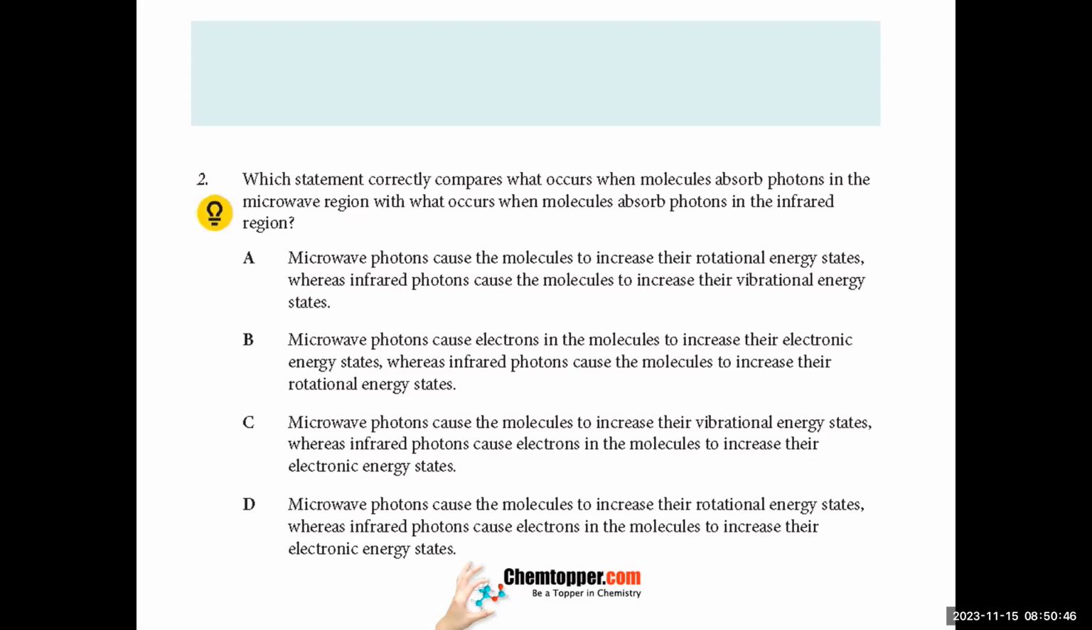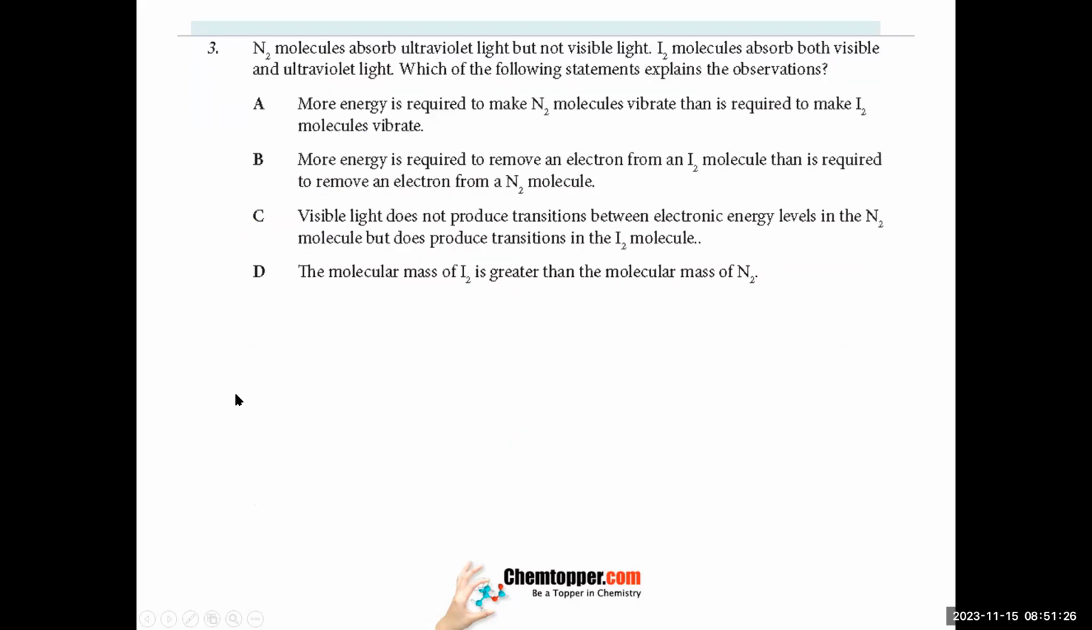Question 2. In the microwave, this is a very simple question. Is absorbing in the microwave. So rotation is D. Is it D? Oh, no, no, no, no. Yeah, and IR, yeah, A is the answer. Yes, children, A is the answer. So they are comparing microwaves with IR.